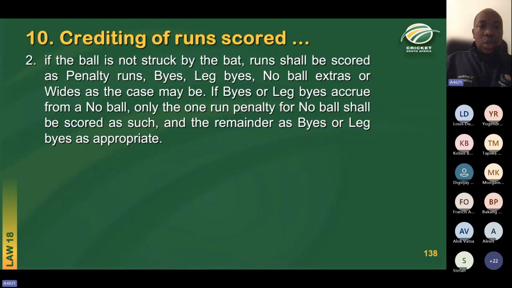If the ball is not struck by the bat, runs shall be scored as penalty runs, byes, leg byes, no ball extras, or wides, whichever the case might be. If byes or leg byes accrue from a no ball, only the 1 run penalty for no ball shall be scored as a no ball, and the remainder as byes or leg byes.